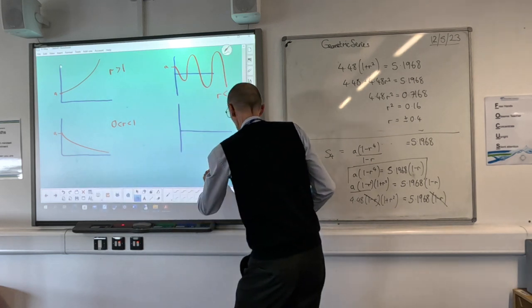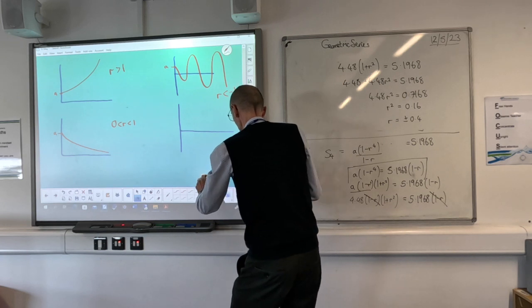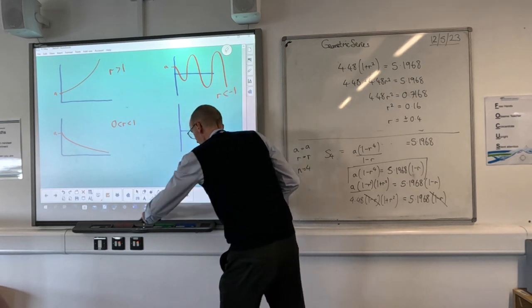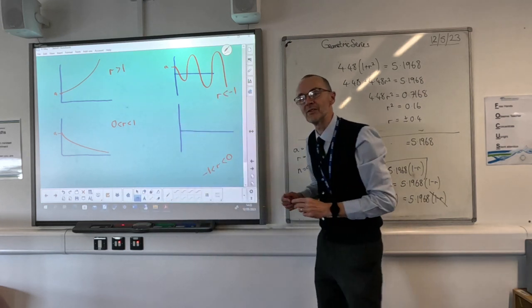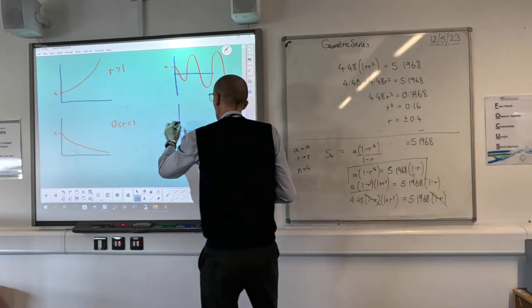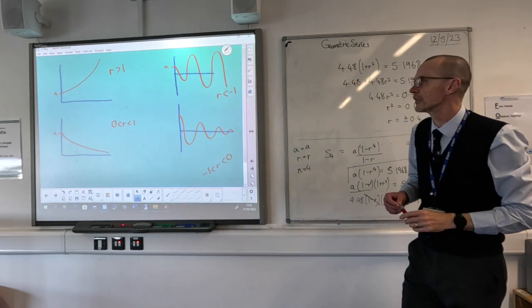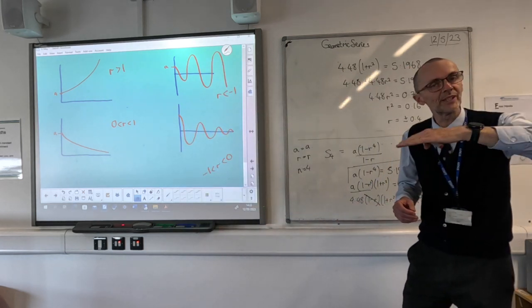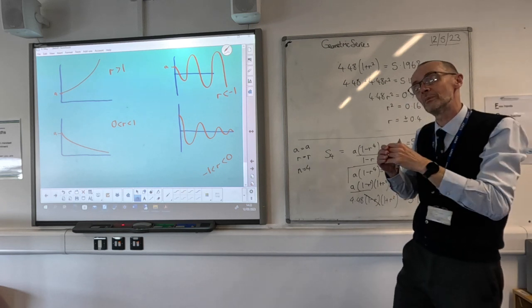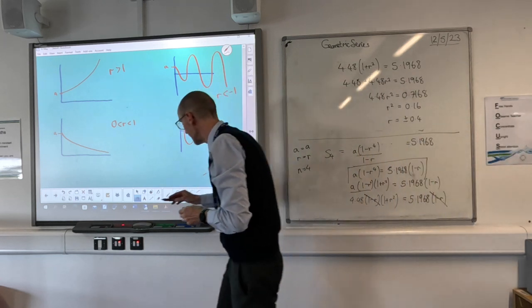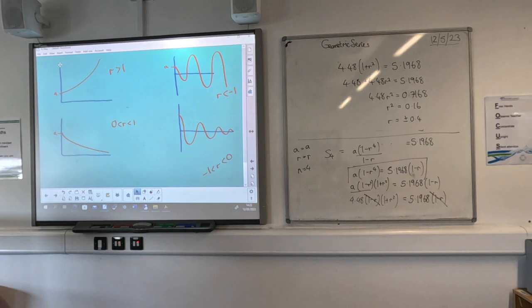If R is between, got to be careful here, minus 1 and 0, so it's negative, but it's a tiny negative number, then you're going to get that sort of scenario, aren't you, where it's oscillating between positive and negative, and each time you're multiplying by a number between 0 and minus 1, it's getting smaller. So we're dealing with 4 scenarios for how the values in these geometric sequences vary.